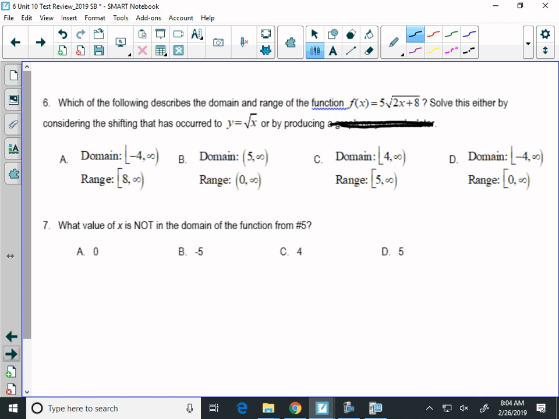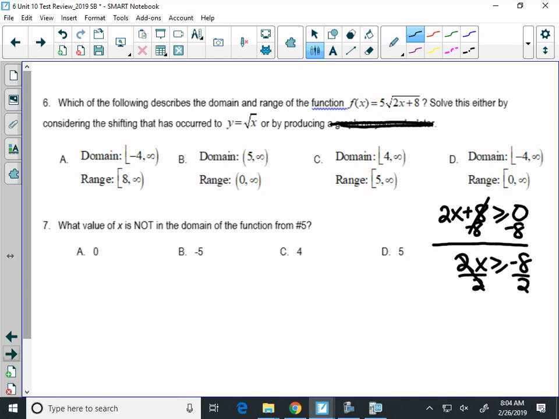What I would do is remember to find the domain of a function, you take what's under the radical, which here is 2x plus 8, your radicand, and you set it greater than or equal to 0. We're going to do a lot of that in a minute. You solve this for x. So I subtract 8. I get 2x is greater than or equal to negative 8, and divide by 2. That means that my domain, or all the x's, is greater than or equal to negative 4.